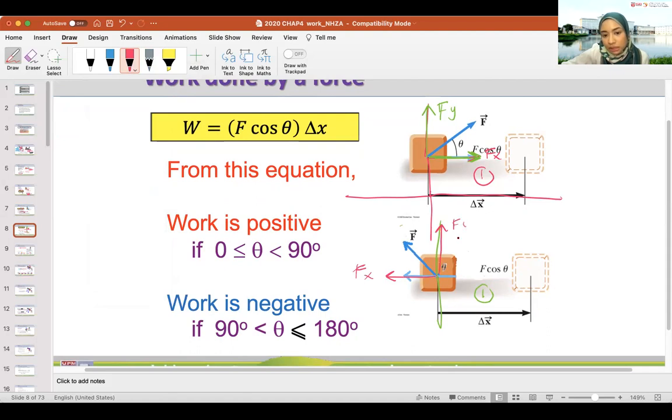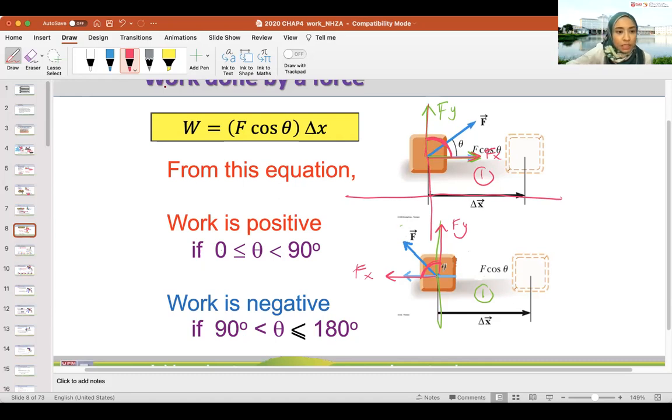So how does this relate to this statement? Work is positive if theta is 0 to 90. 0 to 90 is over here, first quarter, with respect to the displacement. And then work is negative if it is 90 to 180, from here to here, with respect to the displacement. Right now we assume our displacement is to the right. So this is with respect to displacement.